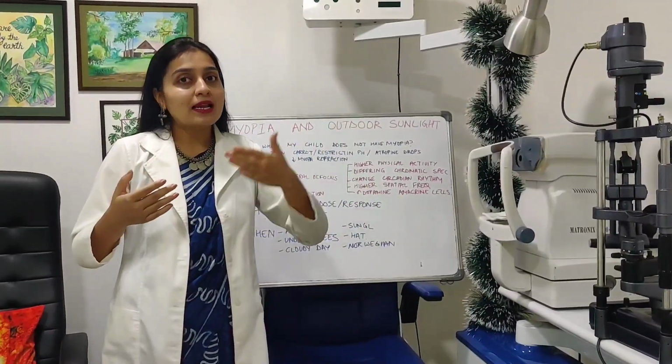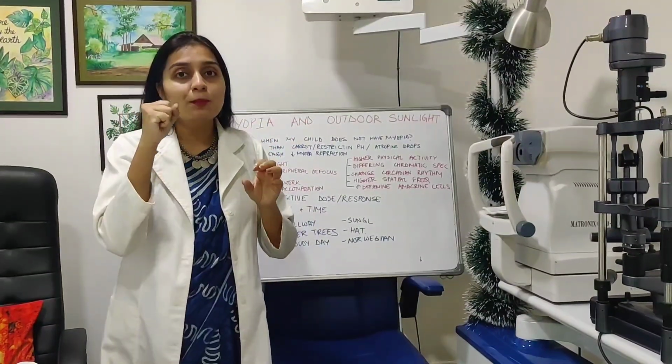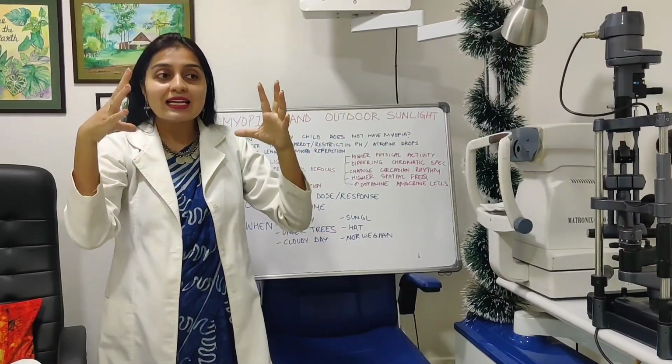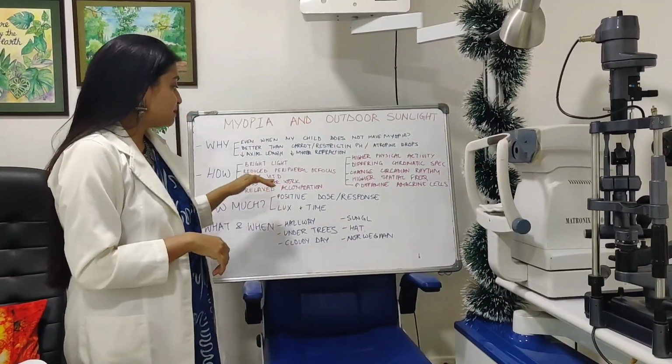The first is the brightness of the light. The brightness of the light causes constriction of the pupil. The pupil becomes small. This increases your focus and it reduces the chances of peripheral defocus, the peripheral hyperopic defocus.